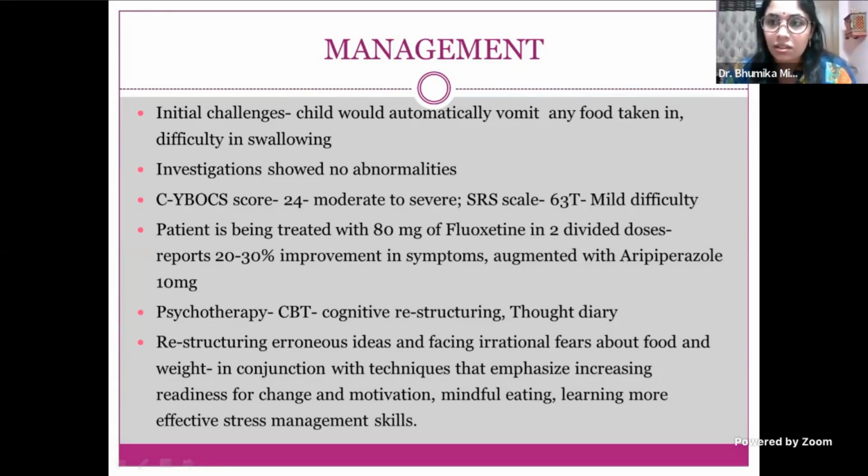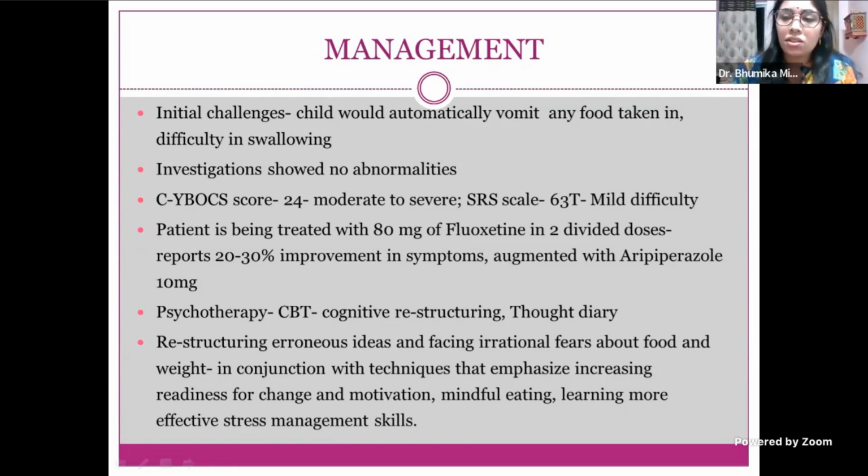On assessment, in the Yale-Brown Obsessive Compulsive Scale checklist, the child scored in the past for thoughts of aggressiveness, that is, fear of harm to self and others. He also scored on repetitiveness and symmetry, and the overall score came around 24, which is moderate to severe. In the Social Reciprocity Scale, he scored around 63 T, which is mild difficulty in social interactions.